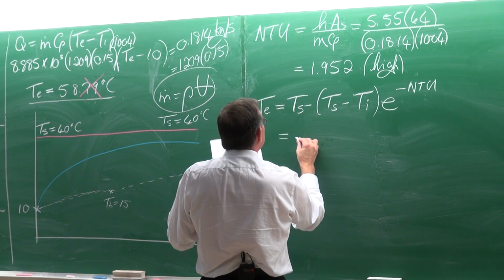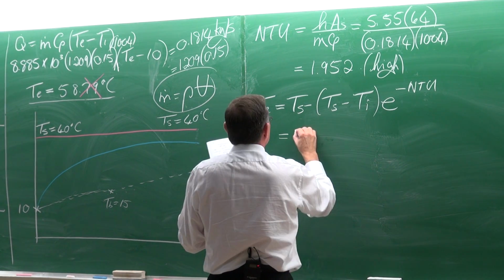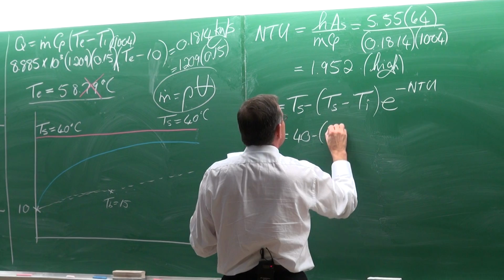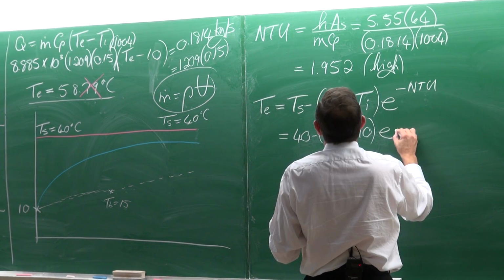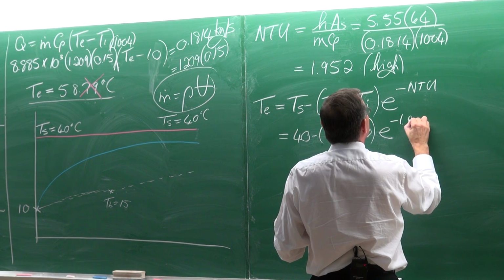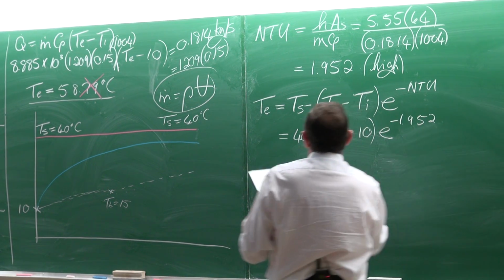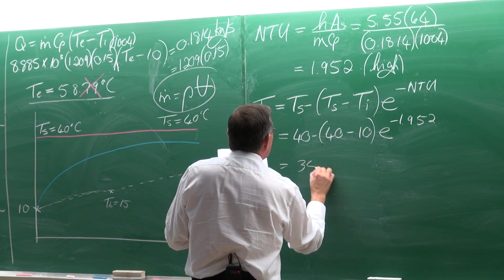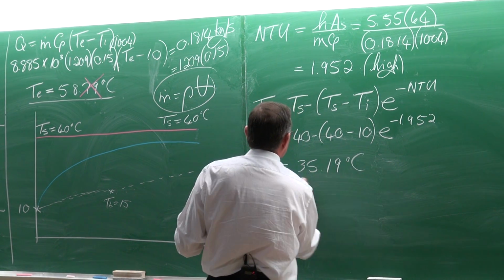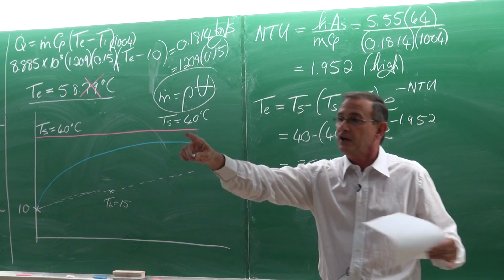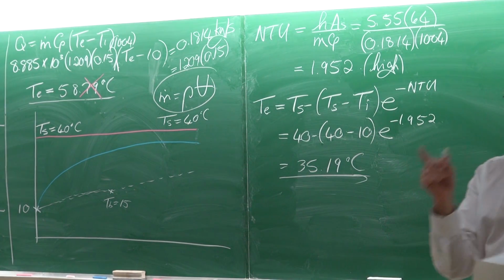So if we complete the calculation, it is equal to 40, the surface temperature, minus the inlet temperature of 10, e to the minus 1.952, and that gives us an outlet temperature of 35.19 degrees Celsius. So one of you guessed 35 for the outlet temperature, you were very close.